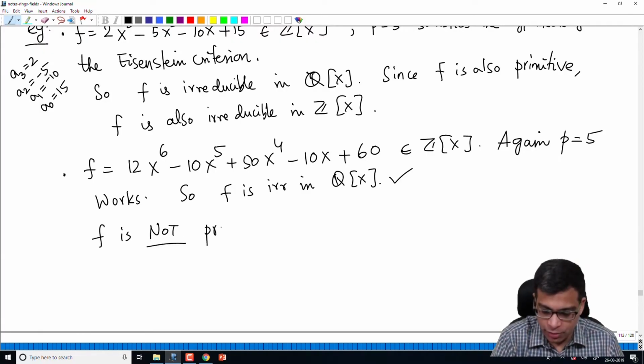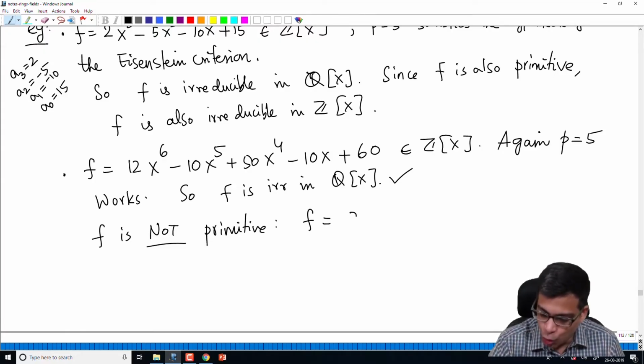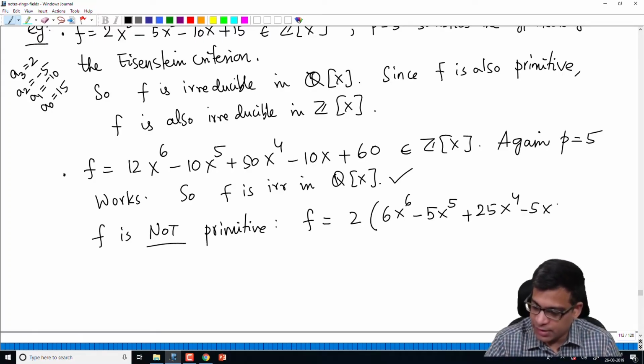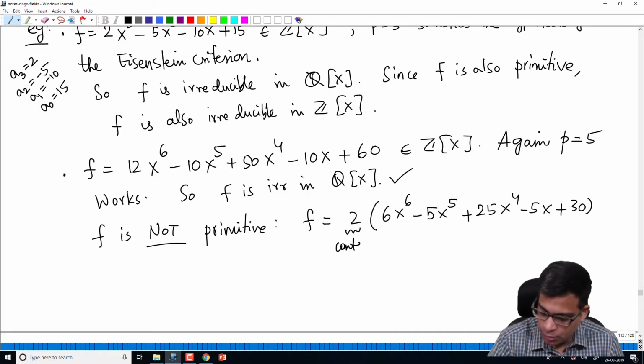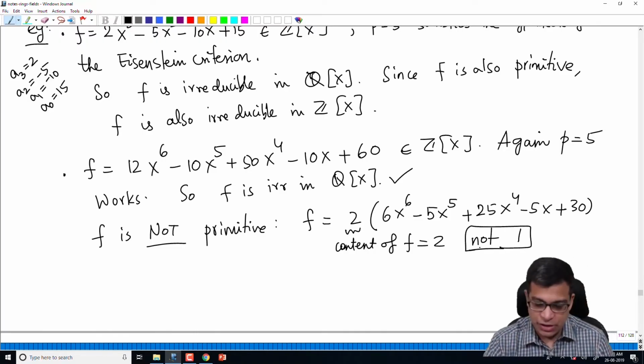It is not primitive, right? Because f can be written as 2 times, you can factor 2, 6x^6 minus 5x^5 plus 25x^4 minus 5x plus 30, right? This is not primitive because the content is not 1. Content of f is 2, not 1. So f is not primitive.